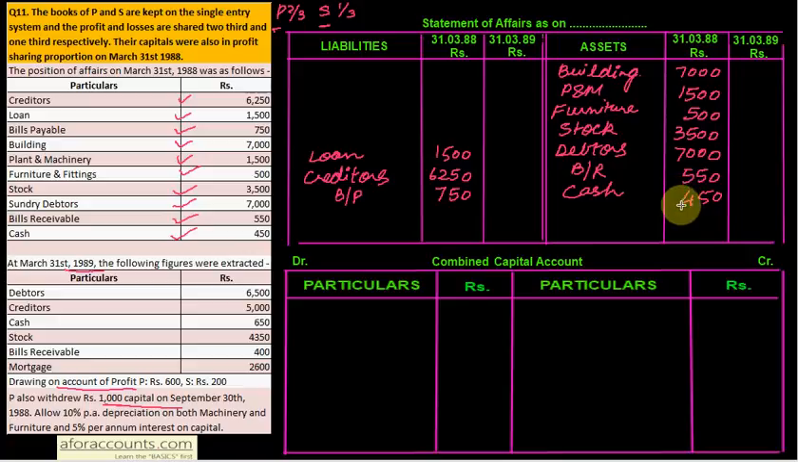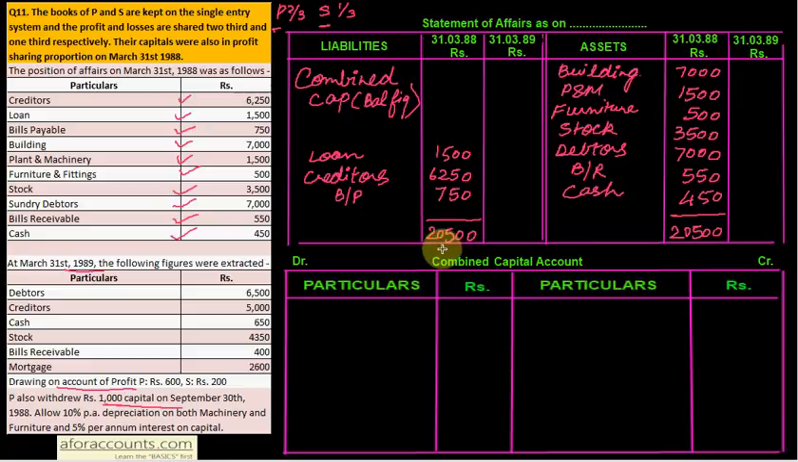Okay, that's all. So I can take the total and the difference will be the capital, but note here we have partners P and S. So what capital? It will be your combined capital. Combined capital will be your balancing figure. So the total of assets comes here to 20,500, and 20,500 minus these three items comes to 12,000.